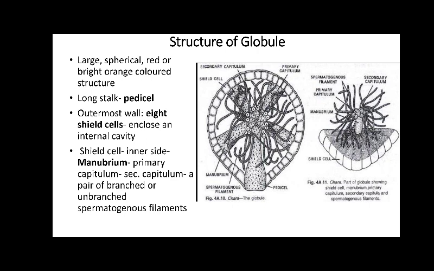And when we look inside the shield cells, they enclose an internal cavity. Just like a tube, the outermost wall is known as shield cells, consisting of 8 in number. And if we look inside the shield cells, it harbors an internal cavity. And the internal cavity consists of a central rod known as manubrium, which bears primary capitulum, and primary capitulum bears secondary capitulum, which is a pair of branches, which in turn bears a pair of branched or unbranched spermatogenous filaments.